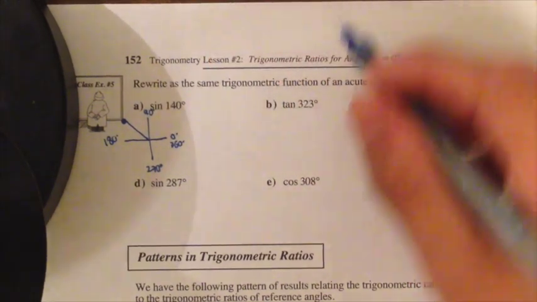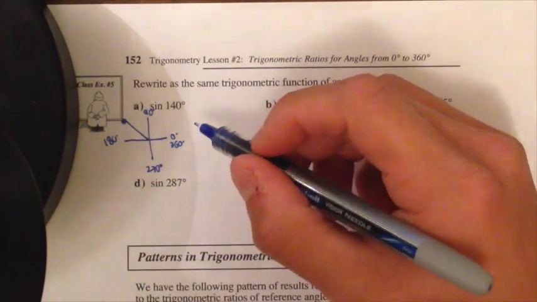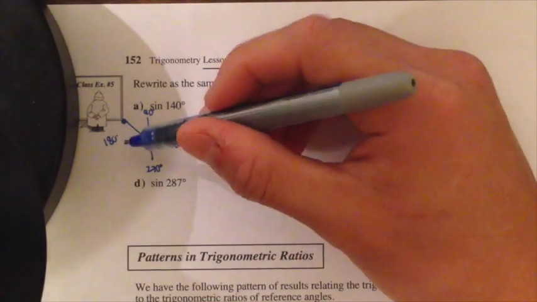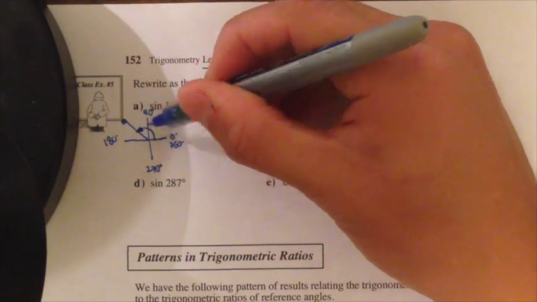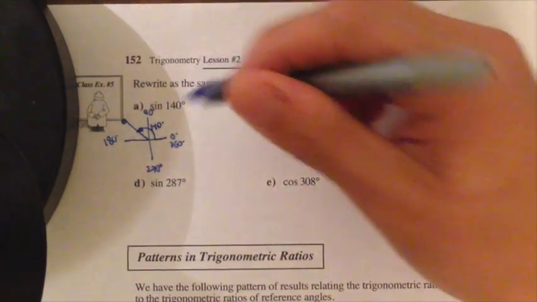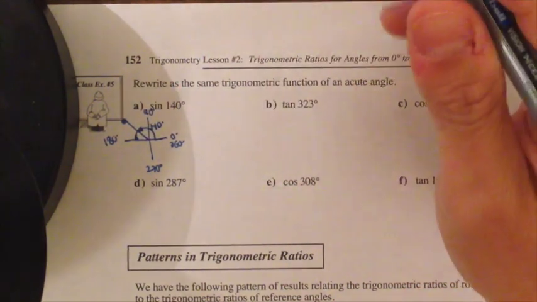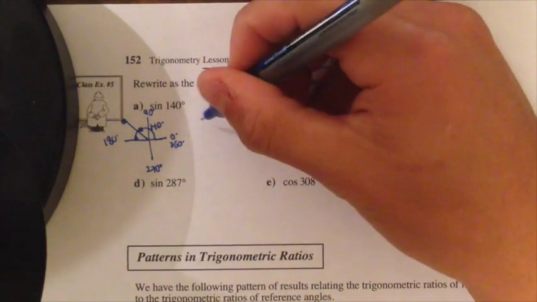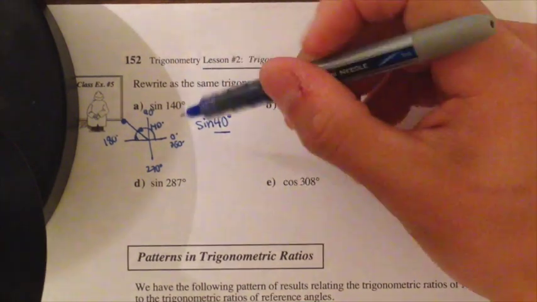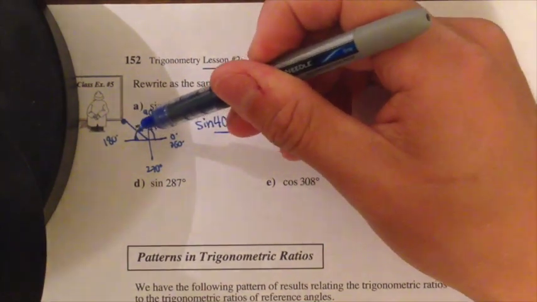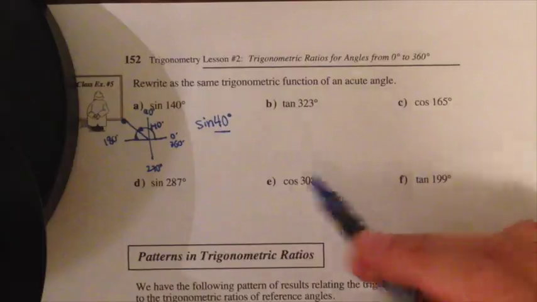The second rule in determining the functions of an acute angle is we need to determine what the reference angle is. If I know that my angle is going to be 140 degrees, then my reference angle is going to be made right here. And so my acute angle is going to be sine 40 degrees, 40 degrees being my reference, and it's going to be positive because it is in quadrant 2. Now this would be a good time to pause the video.